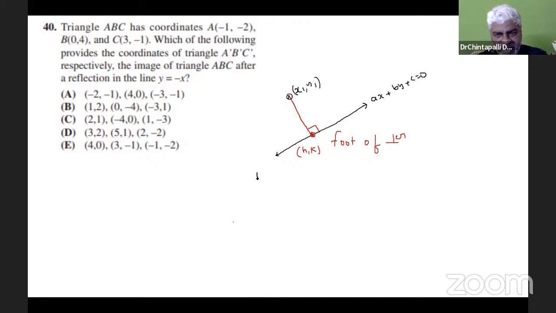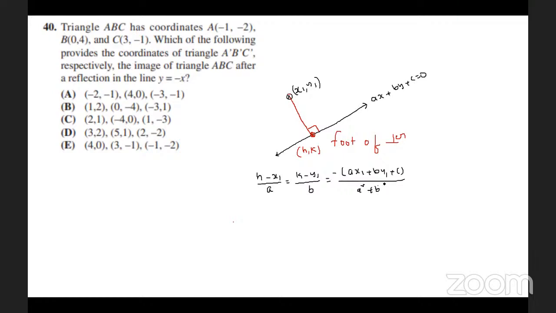The formula to find foot of perpendicular is (h minus x1) by a is equal to (k minus y1) by b is equal to negative of (a x1 plus b y1 plus c) whole by (a square plus b square). Got it?